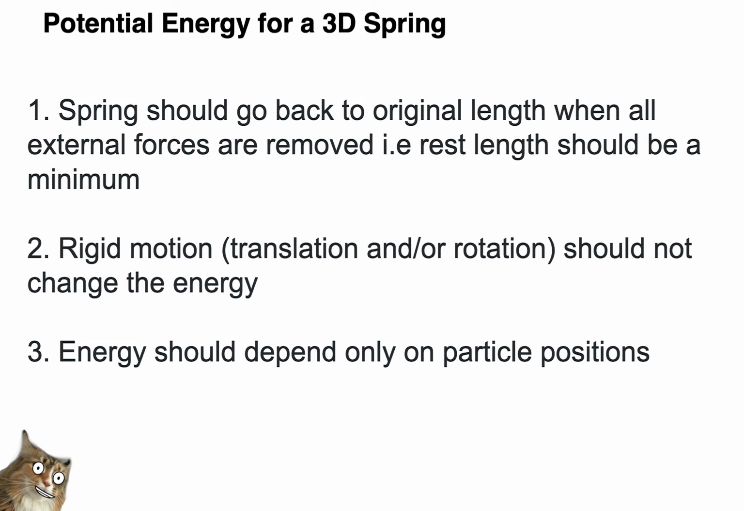Secondly, the energy should be invariant to rigid motion. This means translations and rotations of the whole object. Finally, for a purely elastic object, we are going to assume that the energy depends only on the instantaneous positional configuration of the system. To be clear, depending on the type of object or material we are modeling, we might have different criteria, but these will work well for our spring.